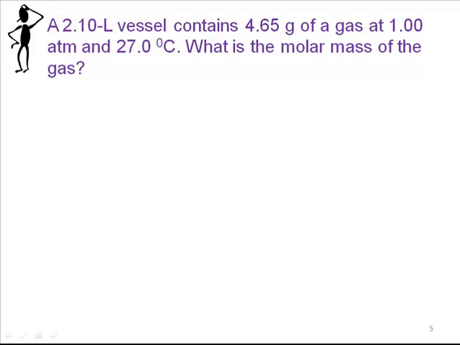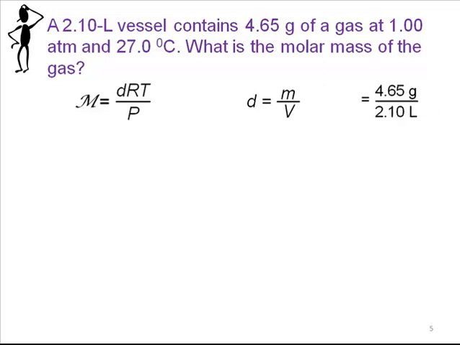4.65 over what? 2.10. The pressure is 1 atmosphere, the temperature is 270. So what would be the molar mass of this gas? We use this equation. Molar mass is density times RT over P. Calculate the density first and plug it in. Density is m over V. Well, maybe I just want to plug that in here. Don't even have to calculate. So you put an m here for D and a V on the bottom. 4.65 over 2.10.